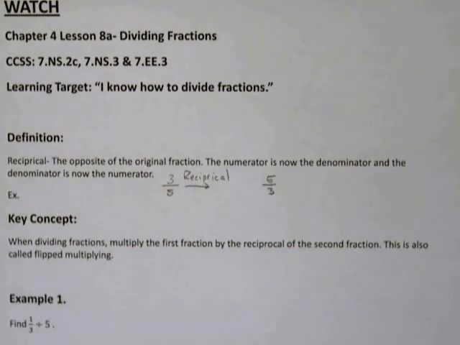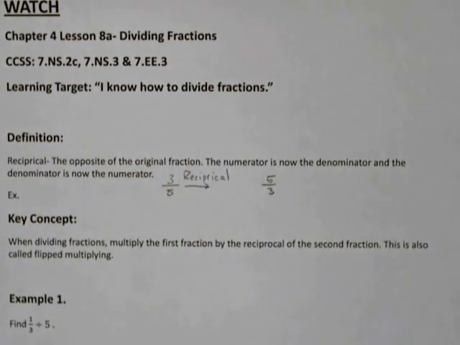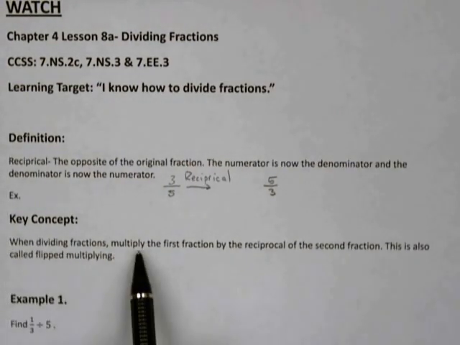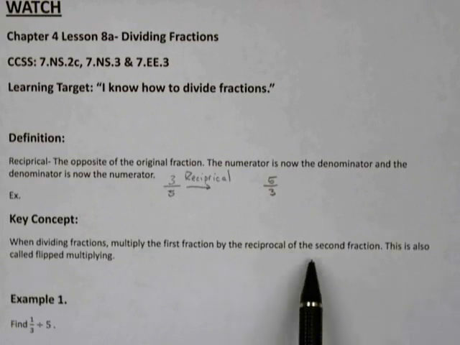So you can write in any other examples that you want to if you want to make sure that you have it down. But the key concept for dividing fractions is that we multiply the first fraction, whatever is the first fraction, by the reciprocal of the second fraction. This is also called flipped multiplying.